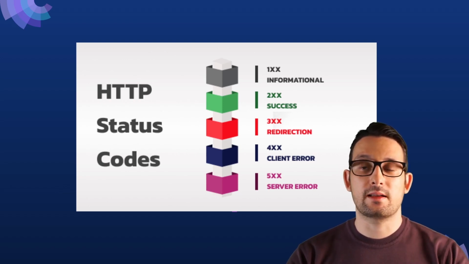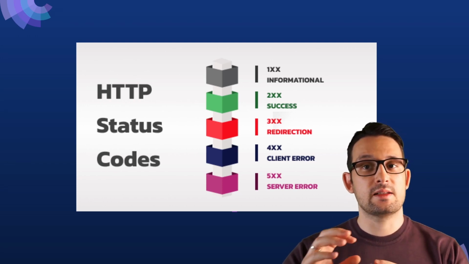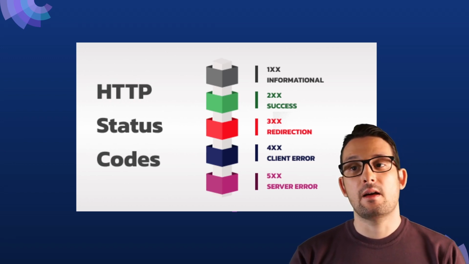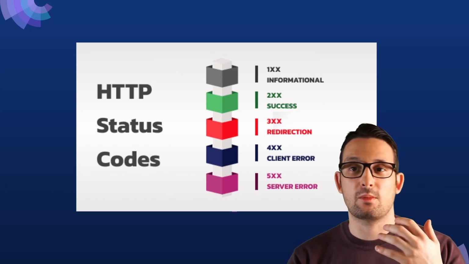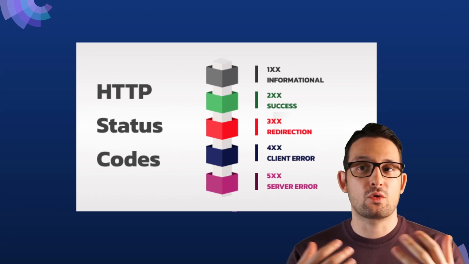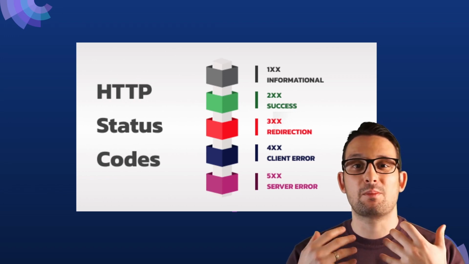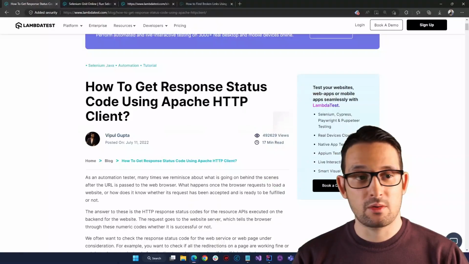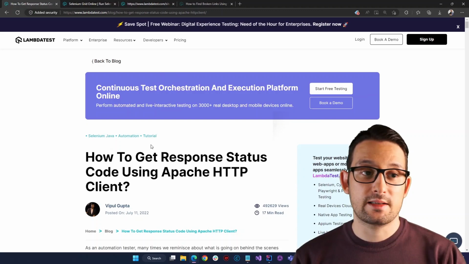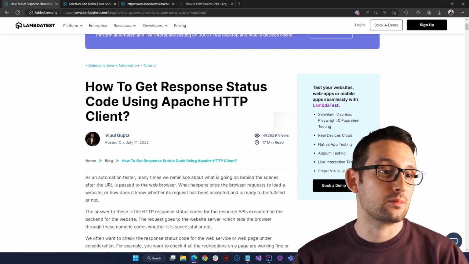Similarly, when working with web requests, we may need to perform them outside of the browser and inspect what's happening behind the scenes. HTTP status codes come in handy for verifying specific and complex automated scenarios. And to do this in Java, as you'll see in a minute, we can use the Apache HTTP Client library. Just let me give you a simple example. By the way, this is a great article about how to get responses and status codes using Apache HTTP Client that you can read on the LambdaTest blog.